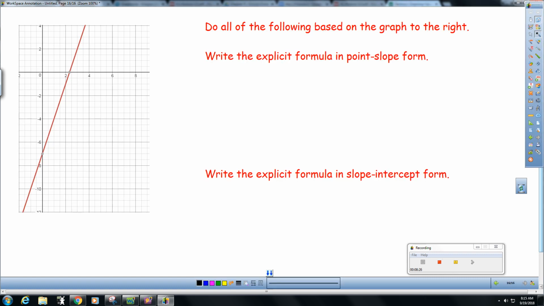Alright. Do all the following based on the graph. Write the explicit formula in point-slope form. Okay, so what do we need to know to write something in point-slope form? Anne-Marie? Okay, you need the formula. Good. Do you know the formula? Okay. I'll take either one of them.